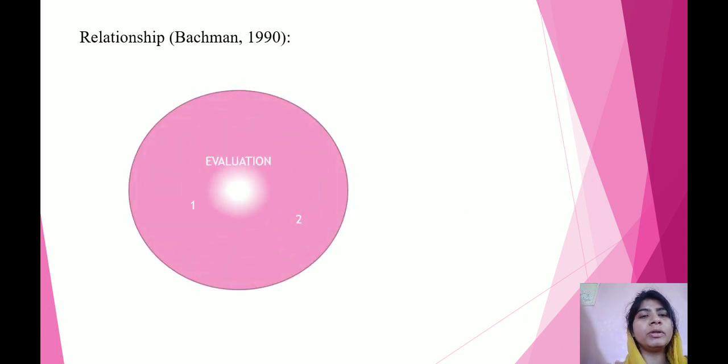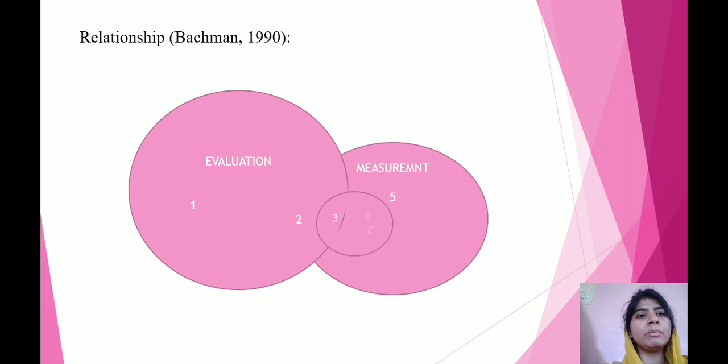Relationship between the three. Bashman in 1990 came up with this relationship. Okay, three circles you can see here: evaluation, test and measurement. And here actually I've not been able to complete the circles, the circumference actually. So hence I have marked them with these numbers: area 1, area 2, area 3, area 4 and area 5.